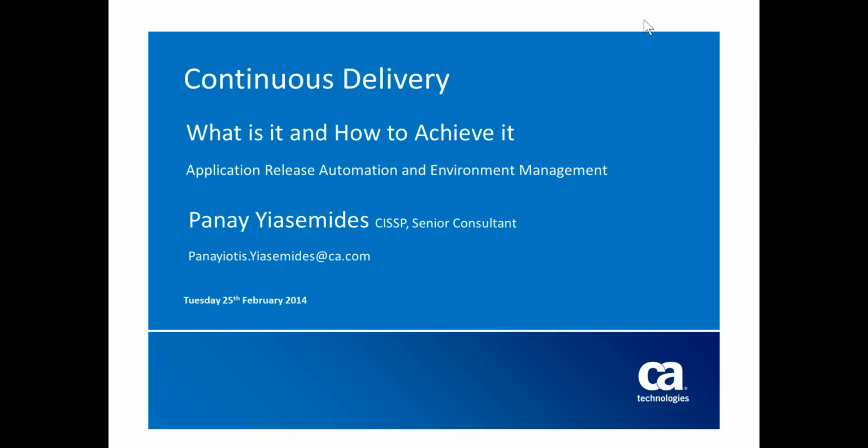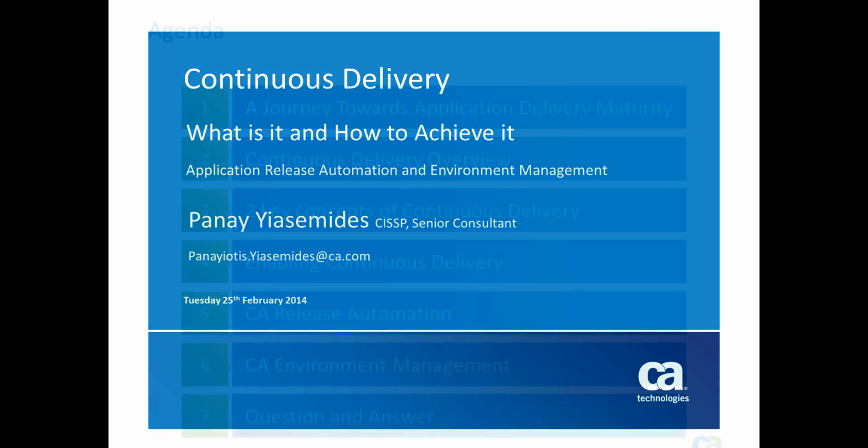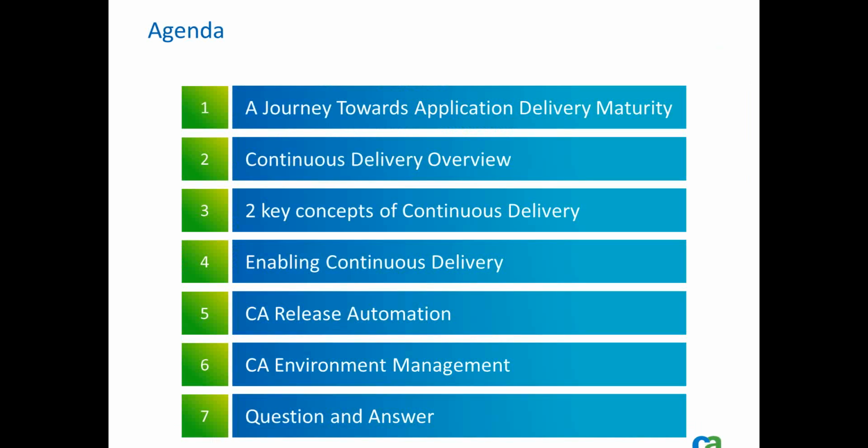We're going to look at how we deliver applications today, and see if there's a better way of doing it. What is it that we need to do to improve things, how do we measure our progress, and we will also take a look at how CA does things as well. So that's a very, very quick review of the agenda.